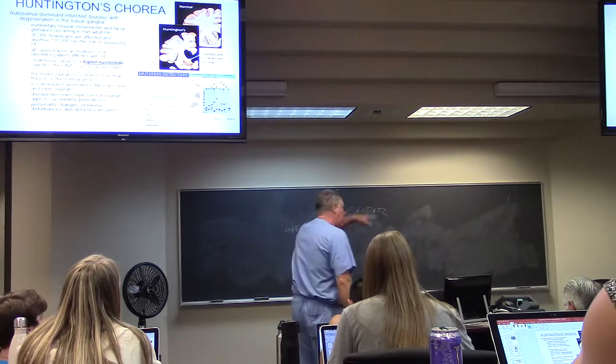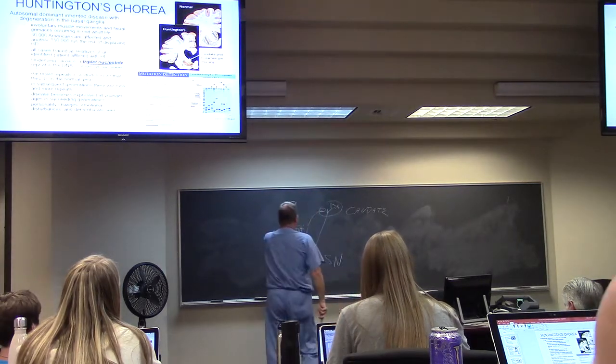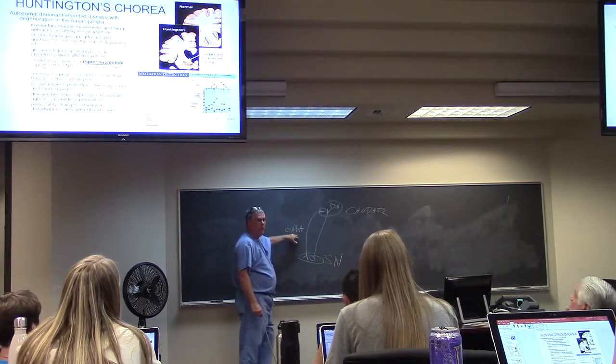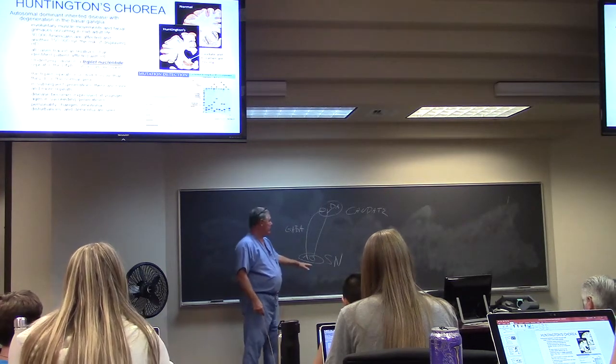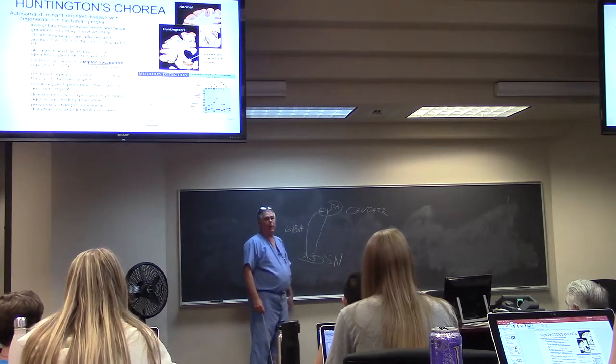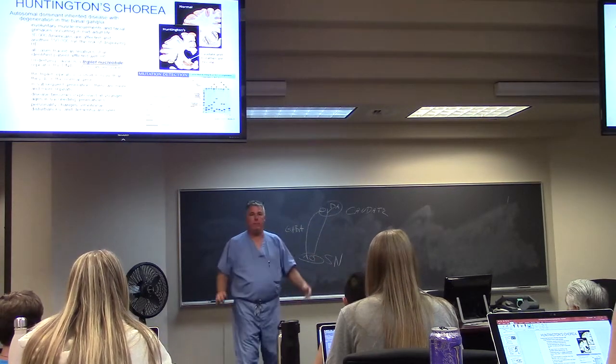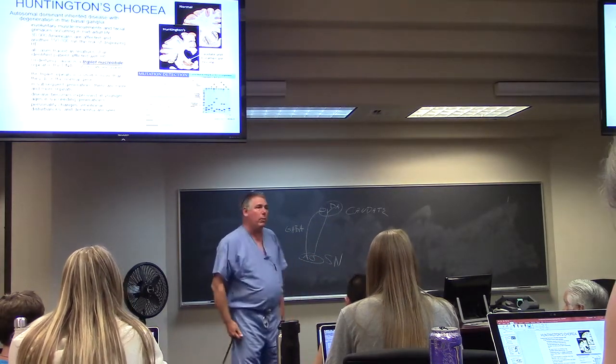In Huntington's chorea, you have a loss of GABAergic neurons that input to the substantia nigra. In Parkinson's disease, you have a loss of dopamine neurons. They're related, almost.